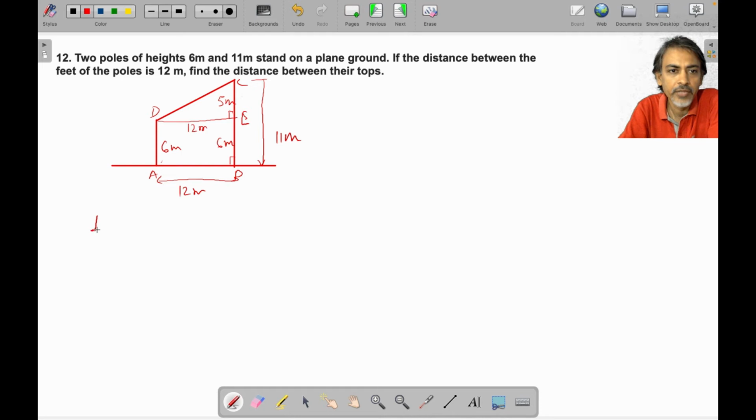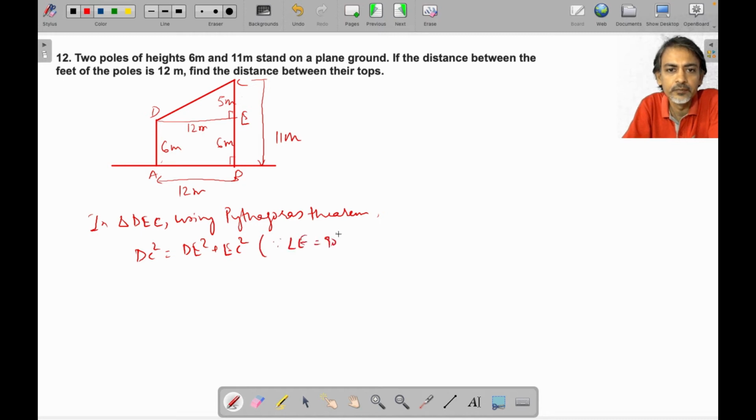Now in triangle DEC, using Pythagoras Theorem, can we write DC square equals to DE square plus EC square? Why? Because the angle is 90 degree. Now DC square is what we need to calculate. DE square is given as 12 meter square. This is given as 5 meter square.